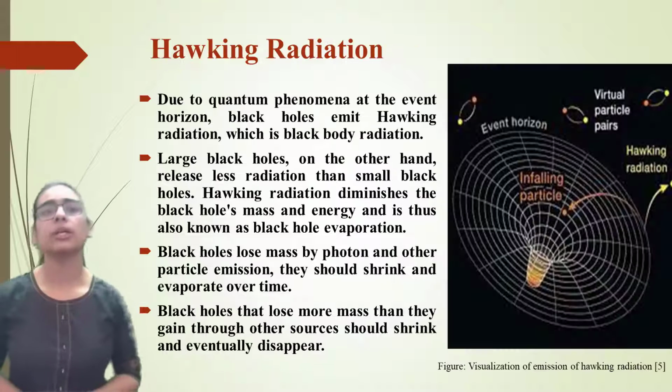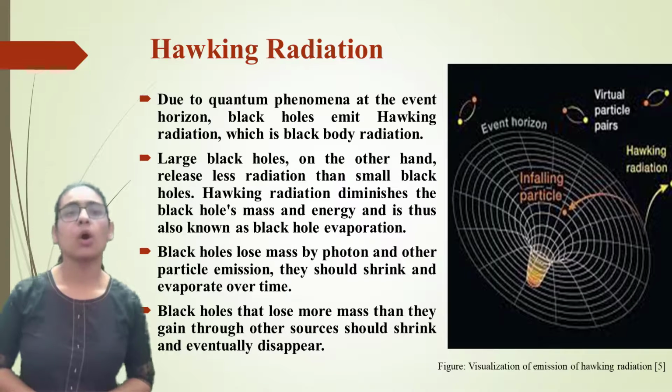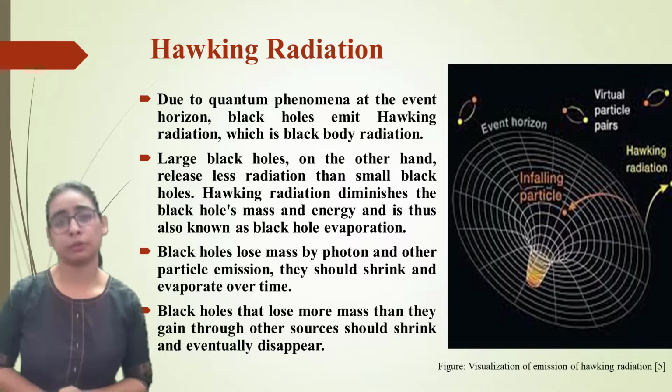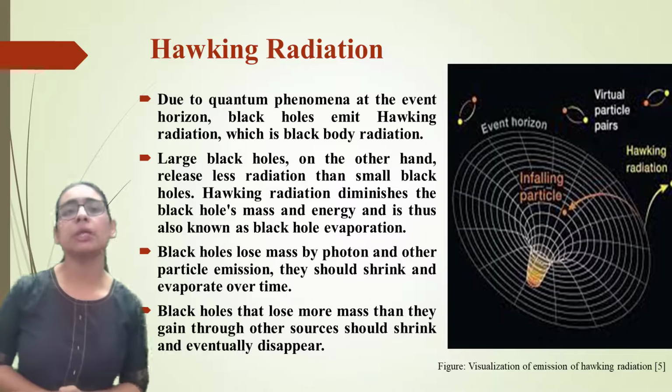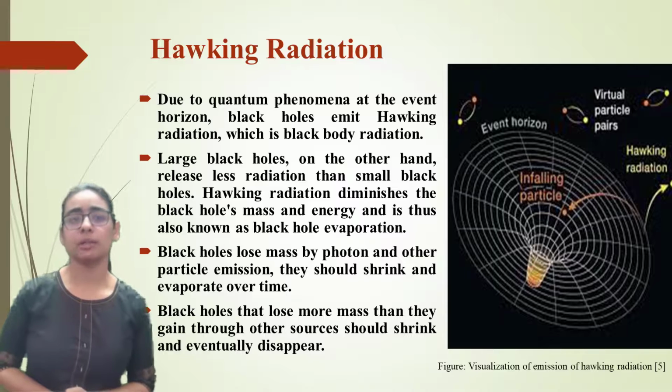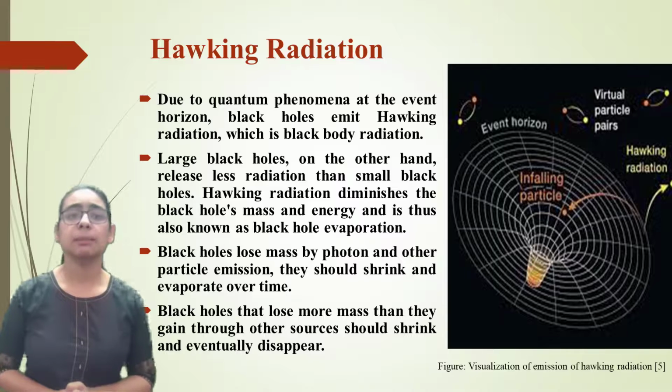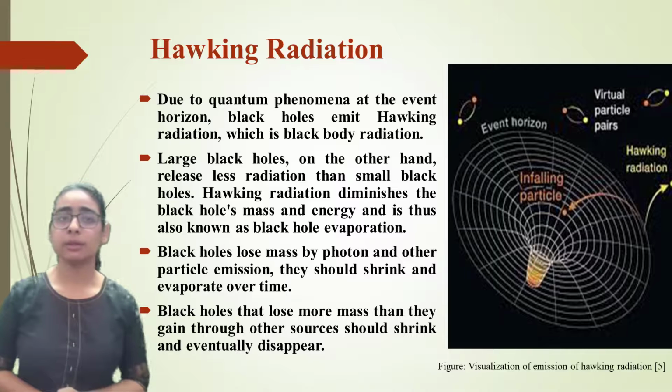Now let's see what Hawking radiation is. Hawking radiation is the result of Stephen Hawking's prediction that black holes are not completely black but release a small amount of thermal radiation at a temperature. Due to quantum phenomena at the event horizon, black holes emit Hawking radiation, which is black body radiation. Hawking radiation diminishes the black hole's mass and energy and is thus also known as black hole evaporation.